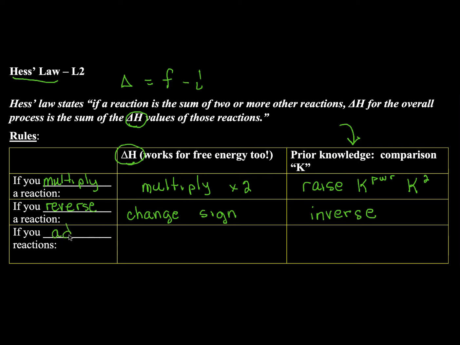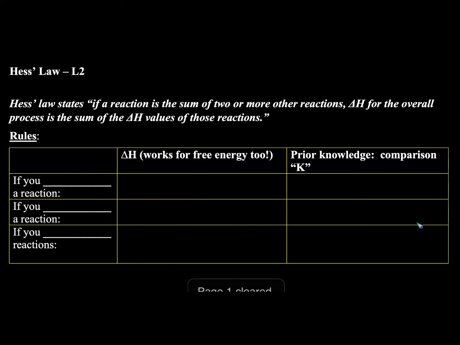Now, if you add reactions, and that's really the heart of Hess's law, that says if a reaction is the sum of 2 or more other reactions, then the enthalpy for the overall process is also the sum. So you simply add the enthalpy values. Now, had this been K, if we had added reactions, we would have multiplied our equilibrium constant values. So those are the rules. Let's take a look at implementing those rules.